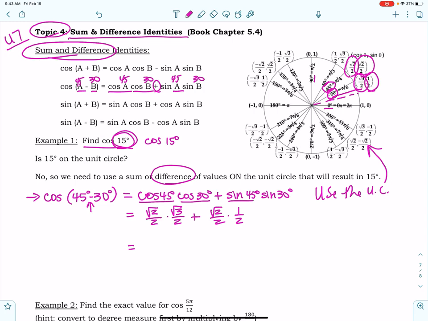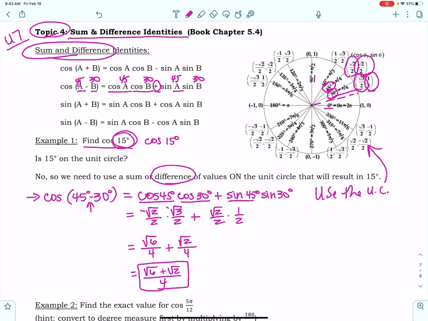So radical 2 times radical 3 is radical 6 over 4, and radical 2 times 1 is radical 2 over 4. So I can always write these as one fraction. Okay, so that's the exact answer of cosine 15.